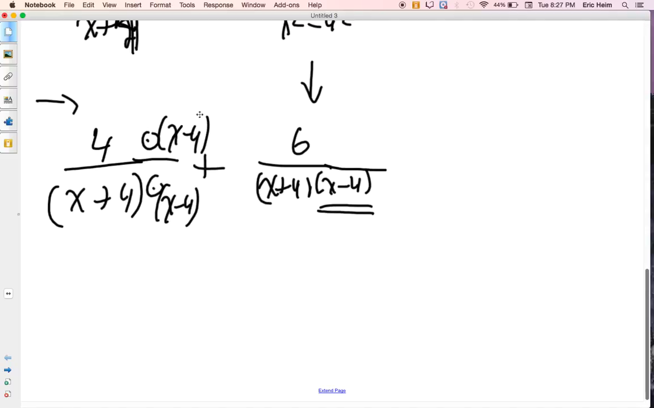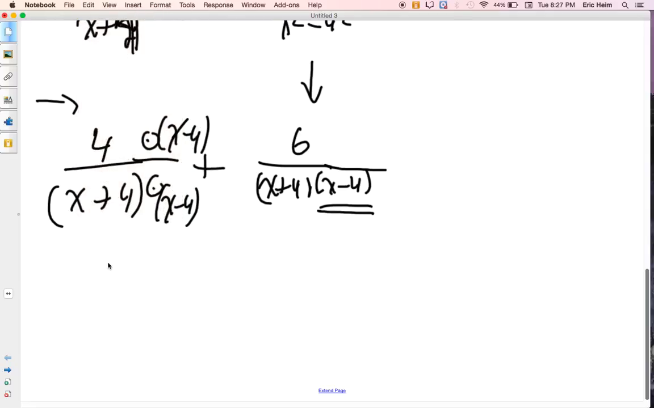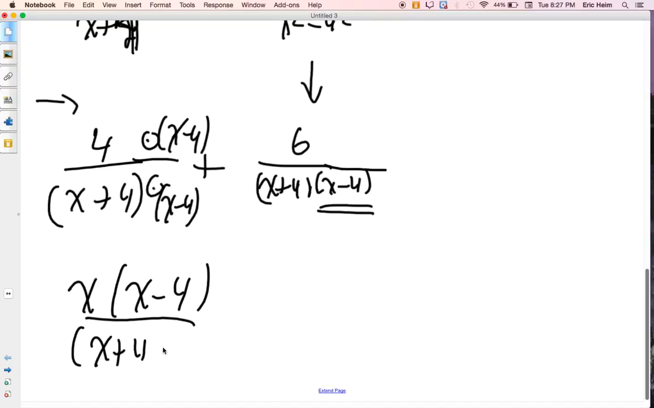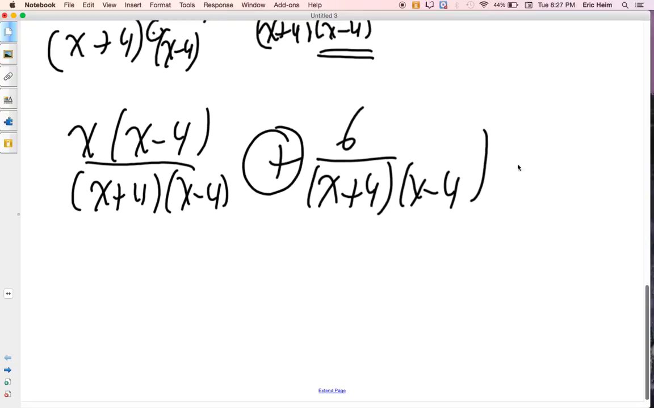These technically cancel out. I could cancel them out and we'd be back to where we started, but I don't want to do that because I'm going to use that fact. So now we have 4 times x minus 4 over x plus 4, x minus 4. We now have a common denominator. Now we can add the two fractions together.